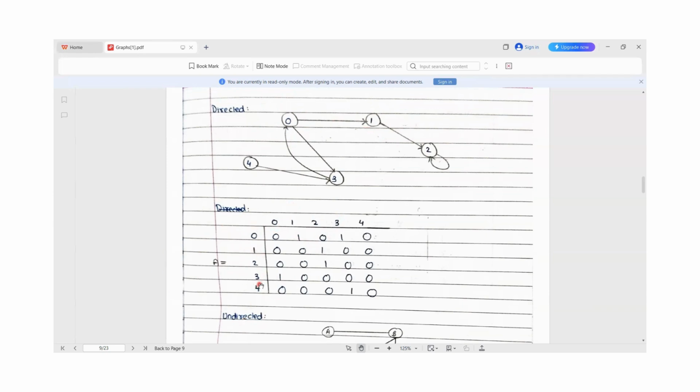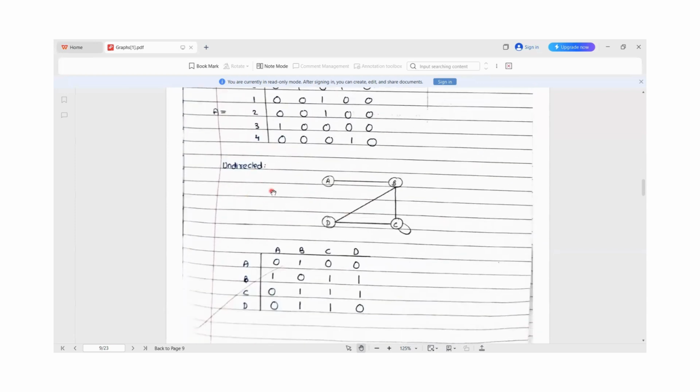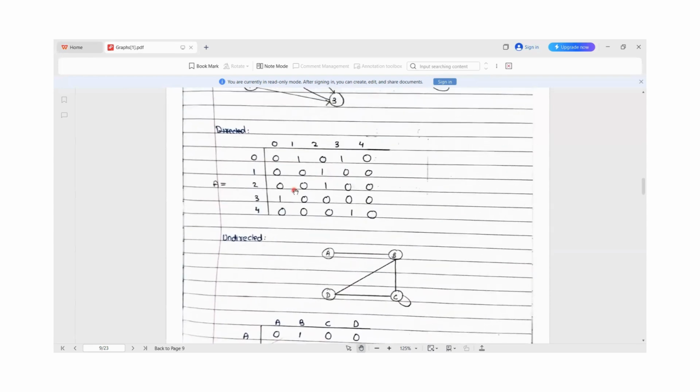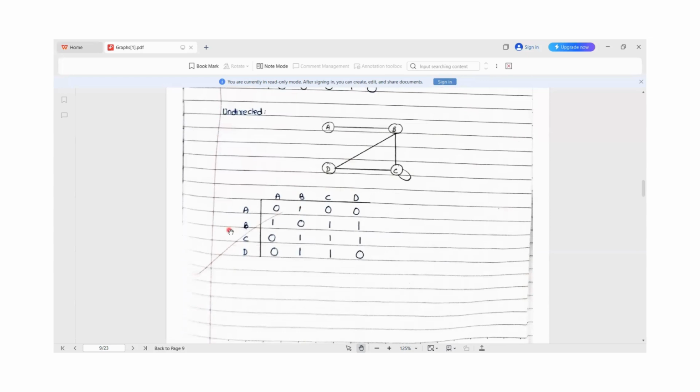For another example, take node 4. There is only one edge from 4 to 3, so we will mark 4 and 3 as 1. For the undirected graph, it will be the same, but the edge will be the same for both A to B and B to A.